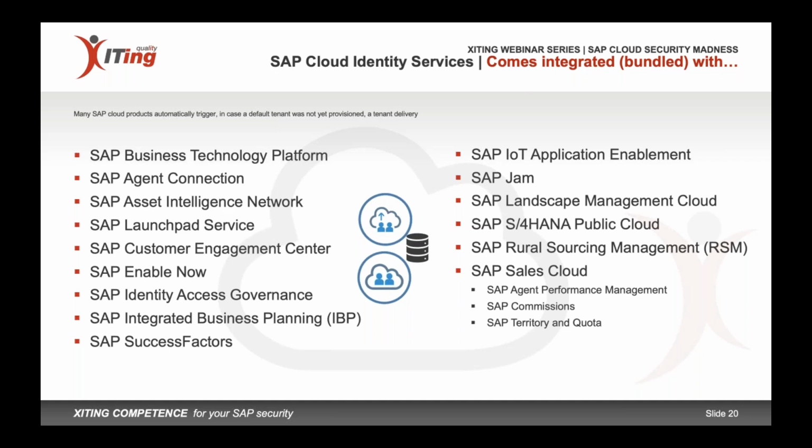Of course, a partner or a customer can also request more tenants using the Cloud Platform Enterprise Agreement as a self-service. So you can have several identity authentication tenants for different use cases, for example. So IAS no longer has an extra position on the SAP price list. Instead, it comes out of the box together with a lot of cloud applications. Some you can see here on the screen, but the list is growing every day.